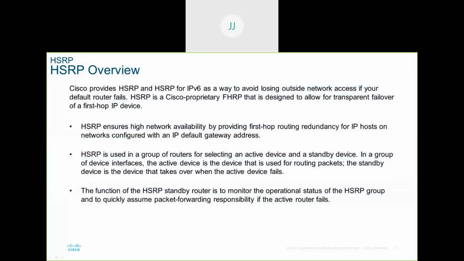HSRP is used in a group of routers to select an active and standby device. The active device is used for routing packets. The standby device serves as its backup. The standby router monitors the operational status of the HSRP group and quickly assumes packet forwarding if the active router fails.